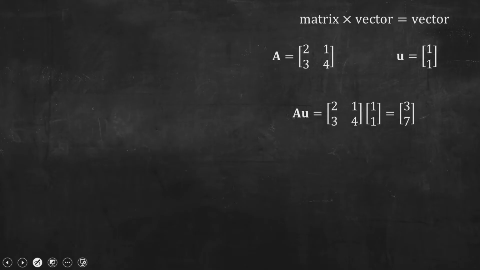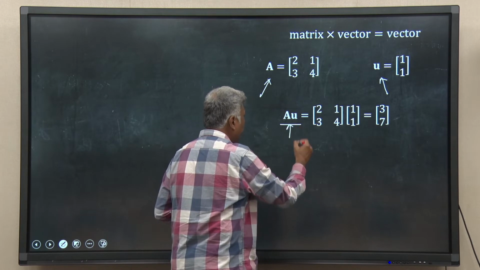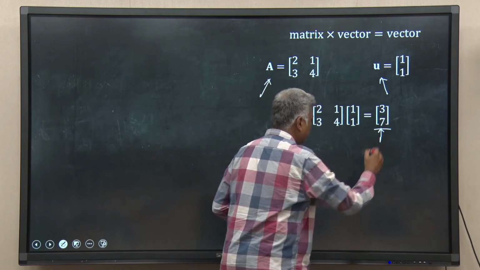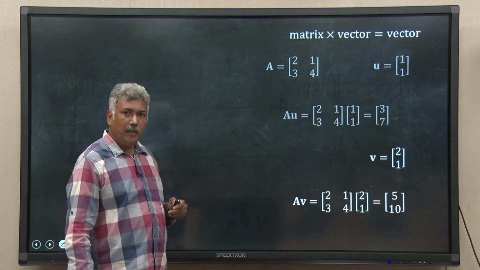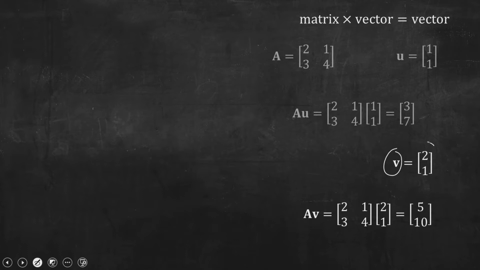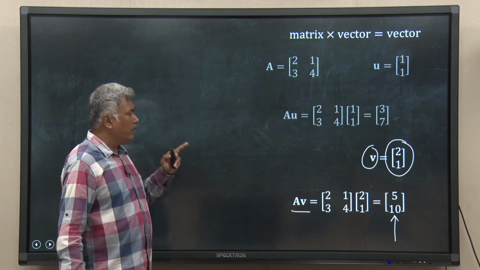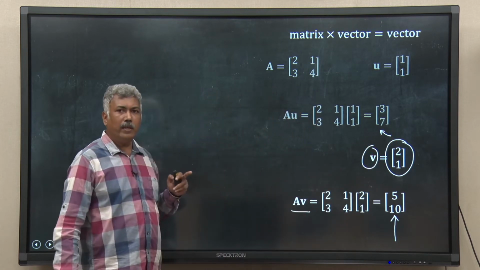I have a 2 by 2 matrix A with entries 2, 3, 1, 4, and u is my input vector. I multiply u with A. So, Au gives me a new vector 3, 7, right. Before looking at it geometrically, let me take another vector. This vector is v, that is 2, 1, and I multiply v with A again, and I get another vector 5, 10. So, by multiplying u with A, I have got a new vector 3, 7, and I have similarly got a new vector by multiplying v by A.